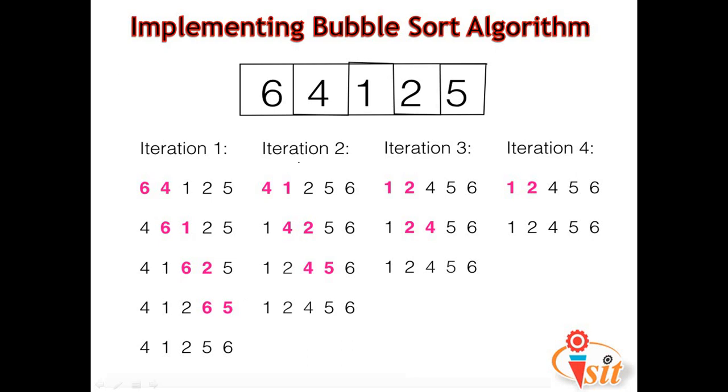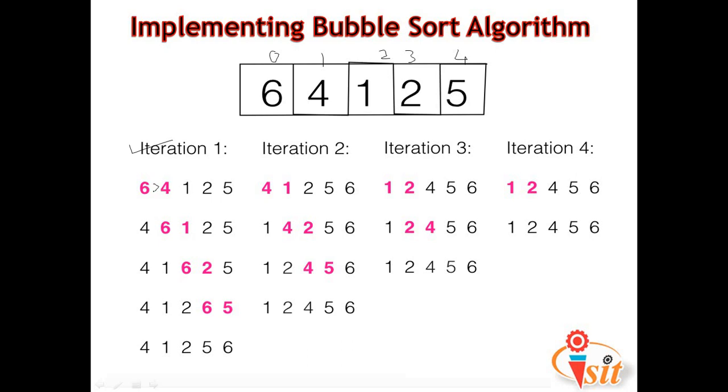So we have the array elements like 6, 4, 1, 2 as well as 5. So this is the array index like 0, 1, 2, 3 and 4. Now by using the bubble sort algorithm, we need to sort these elements in ascending order. So this is the first iteration, how it is going to be implemented. First 6 and 4, these two elements are compared with each other. The first element is 6, the second element is 4.